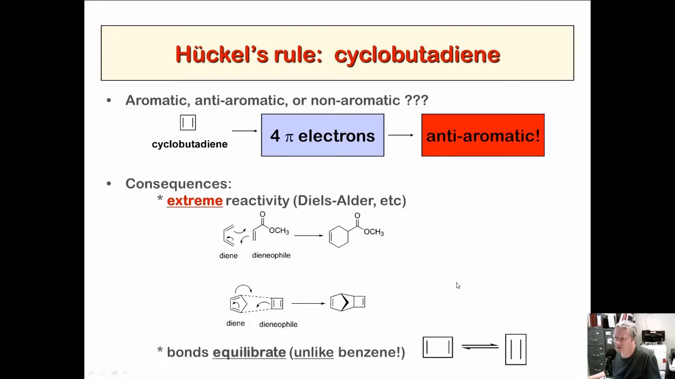Anyway, bottom line, super reactive. And this is another weird thing about cyclobutadiene: unlike benzene, it actually equilibrates between short bond, long bond, short bond, long bond, and the other arrangement. The bonds kind of equilibrate in their lengths. Benzene doesn't do that. In benzene, all the bonds are equivalent, right? So this is an equilibrium, whereas in benzene, it's actually resonance.